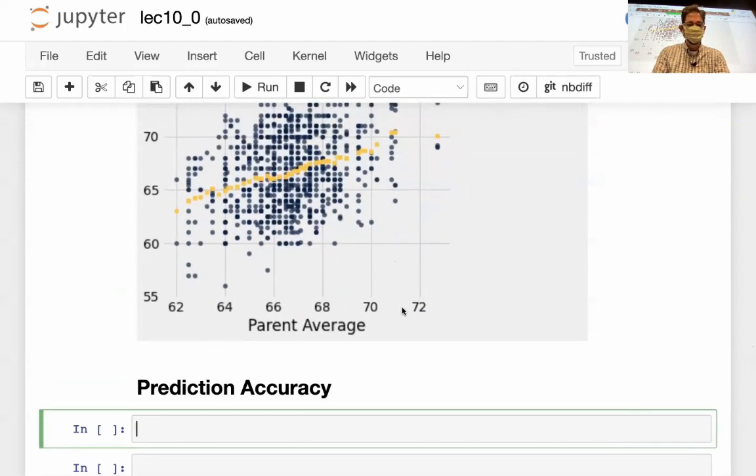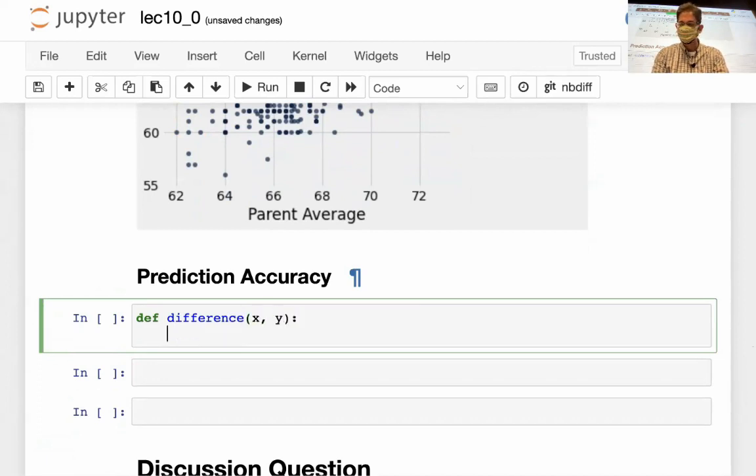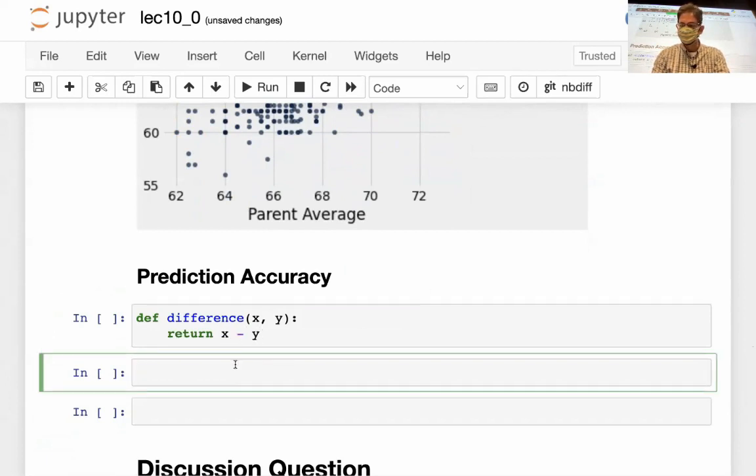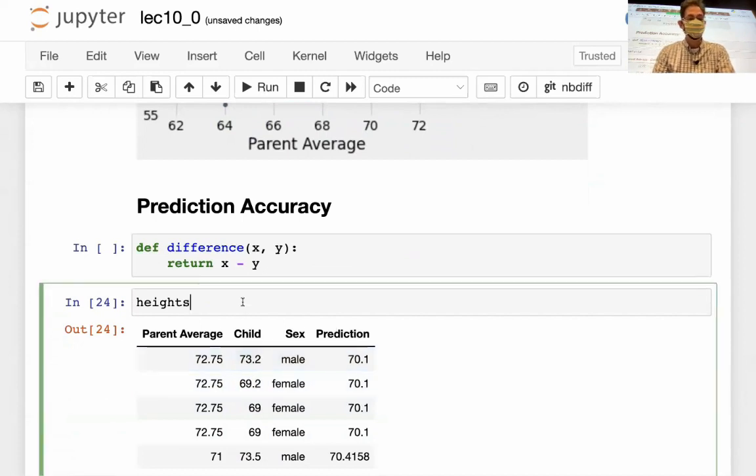How good are these predictions? Well, we could figure out if they're ever wrong. Here's another opportunity to use a function. What's the difference between x and y? It's x minus y. What we could do is take the heights table, which has the actual height of the adult child and the prediction that we made, and compute the difference.